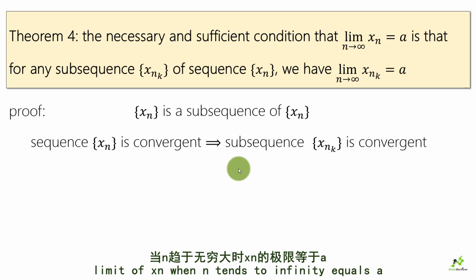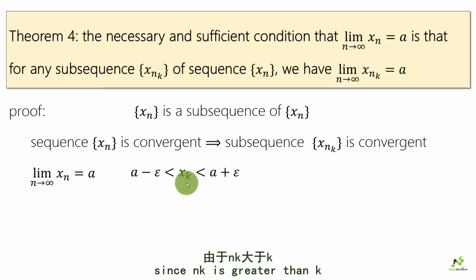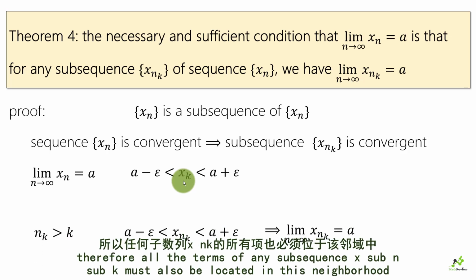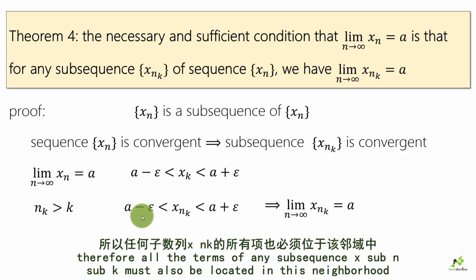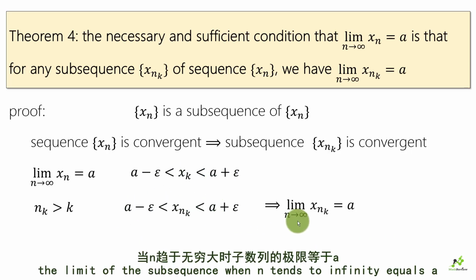In fact, the limit of xn when n tends to infinity equals a implies that all the terms xk are located in an arbitrarily small neighborhood of a for k large enough. Since n sub k is greater than k, all the terms of any subsequence x sub n sub k must also be located in this neighborhood. Hence, the limit of the subsequence when n tends to infinity equals a.